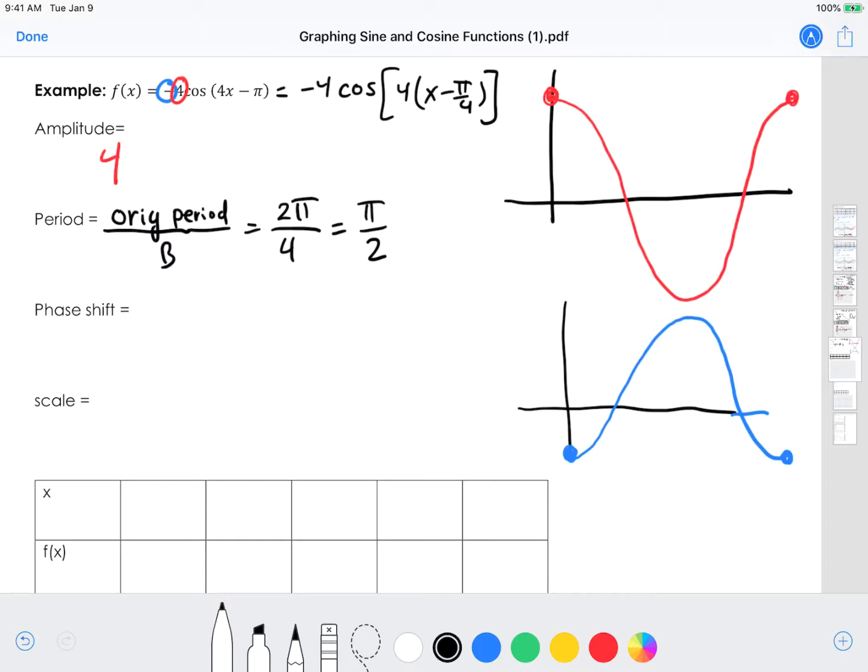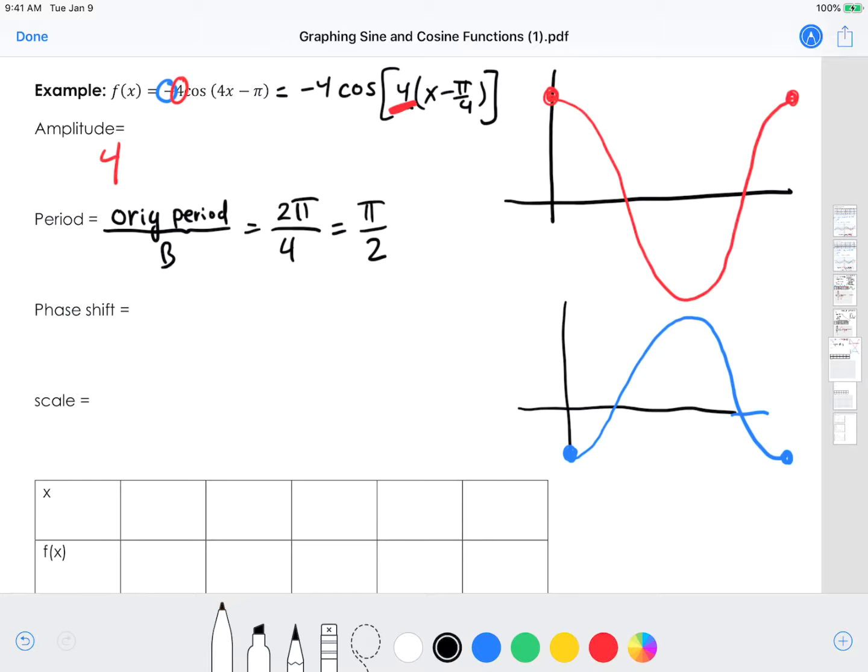So we just shrunk that by a factor of 4 is what we did. So normally, here's our compression here. Normally for our mother function we have a period of 2 pi, but we're cutting it by 4. We're squishing it down by a factor of 4, which will give me the pi over 2.